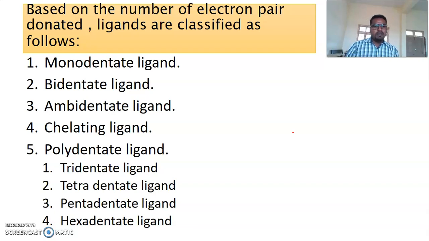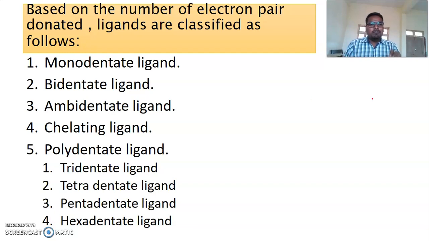The next classification is based on the number of electron pairs donated by the ligands. Sometimes a ligand can donate 1 pair of electrons. If any ligand donates 1 pair of electrons, it forms 1 bond, a single coordination bond. Suppose a ligand donates 2 pairs of electrons, it forms 2 bonds. Suppose it donates 3 pairs, it forms 3 covalent bonds. It is not a triple bond, so it is 3 separate coordination bonds.